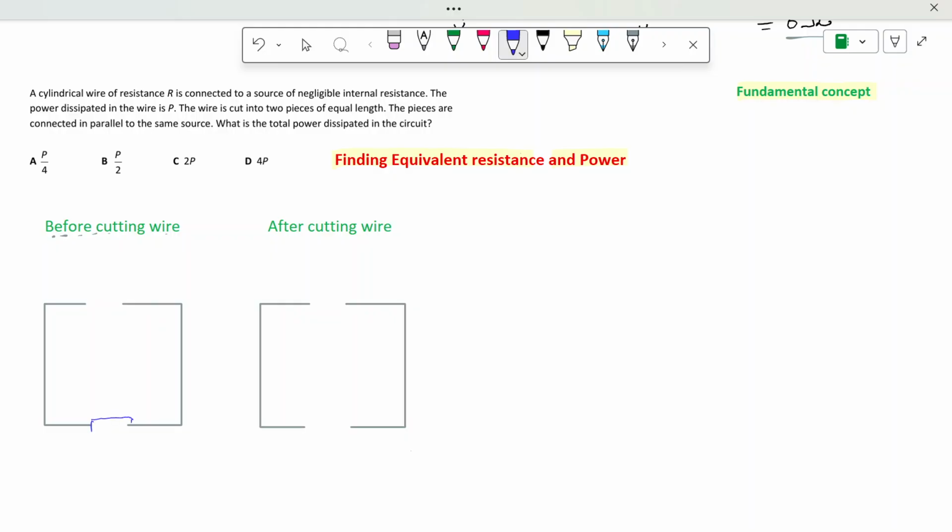Let's say this is a resistance R that is connected over here, okay? And it is connected with a battery of EMF E, which is constant. So we will bring some change in the resistance, but we will not change the EMF of the circuit. The wire is in the form of a cylindrical wire. We will cut the wire into two pieces of equal length and then connect them in parallel, and then we will find out what will be the power delivered, or the power dissipated, in the circuit.